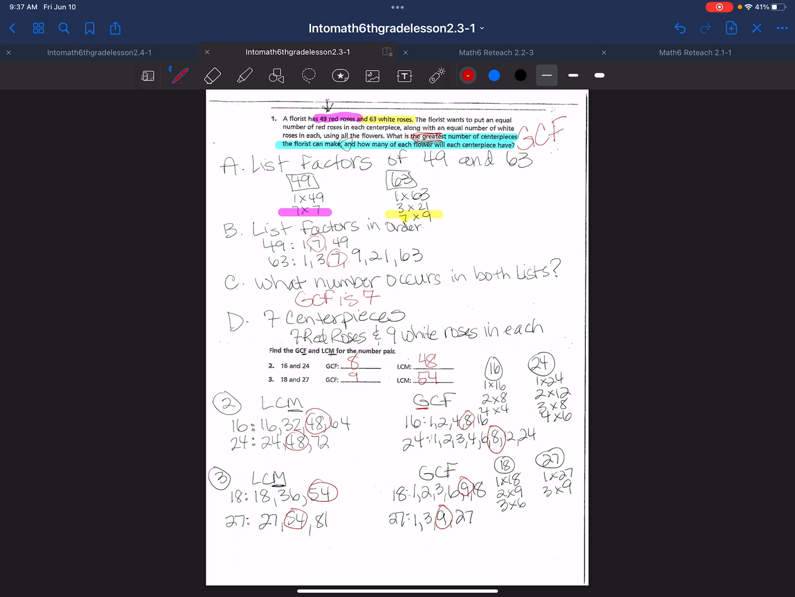That's our lesson for Module 2, Lesson 3 for Grade 6.